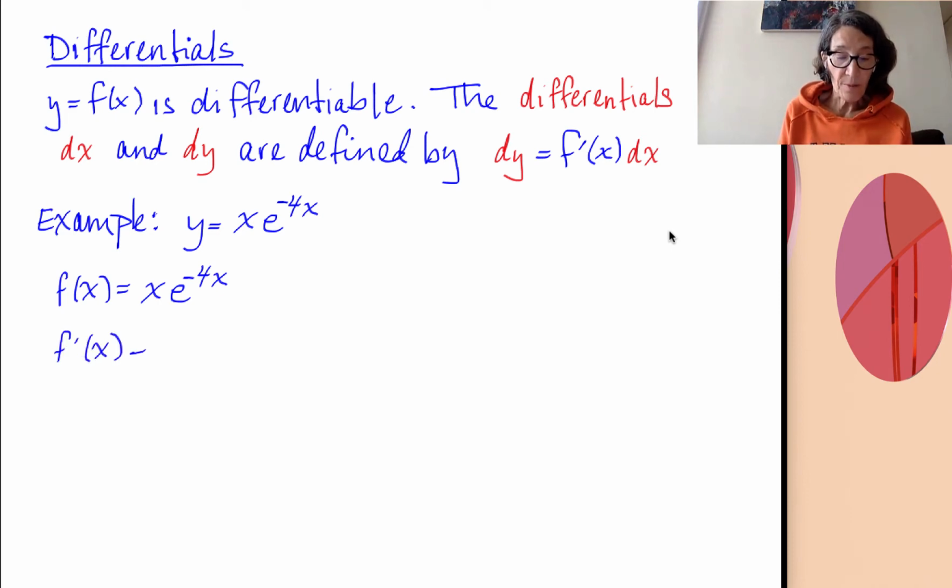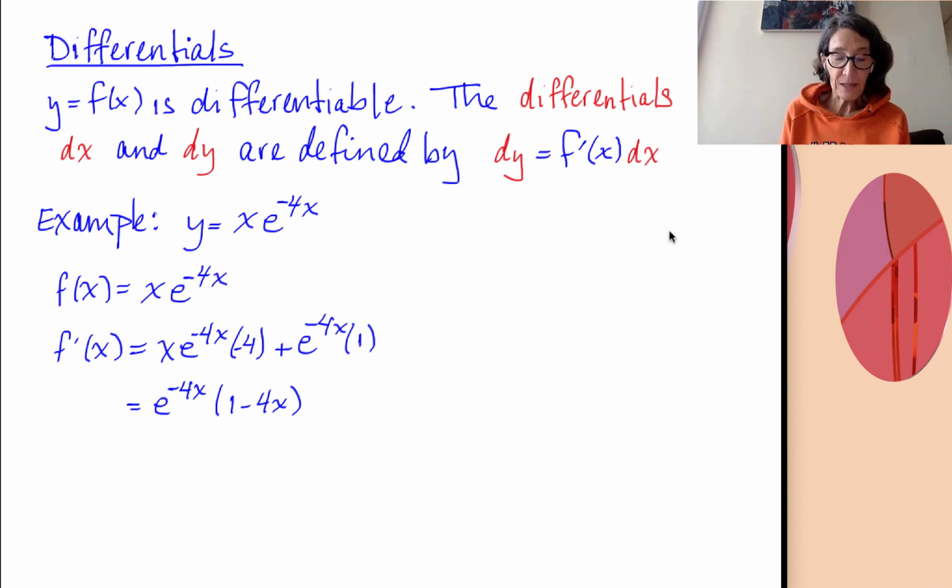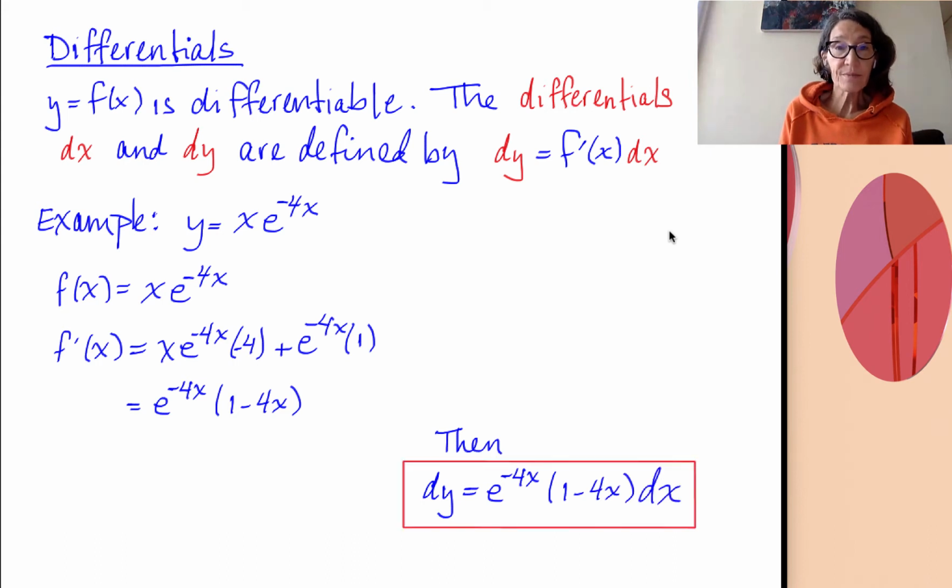Using the product rule, f prime of x is the first times the derivative of the second plus the second function times the derivative of the first. Now let me simplify this. So I factored out an e to the negative 4x from both terms just to simplify. So I get e to the negative 4x times 1 minus 4x. So that's our f prime of x. So now we can just write down our differential. dy is equal to f prime times dx. And that's it.